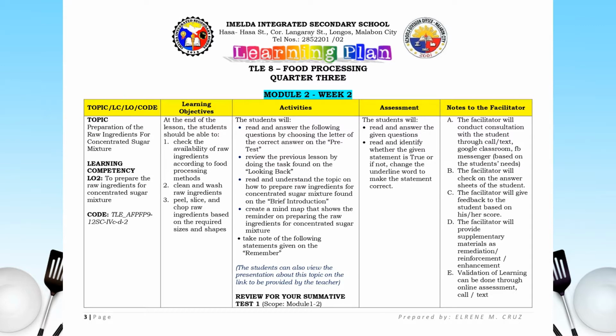Let's start with the learning plan for Module 2, Week 2. Here's the topic for this week: preparation of the raw ingredients for concentrated sugar mixture. The objectives are to check the availability of raw ingredients according to food processing methods, clean and wash raw ingredients, and peel, slice, and chop raw ingredients based on the required sizes and shape.